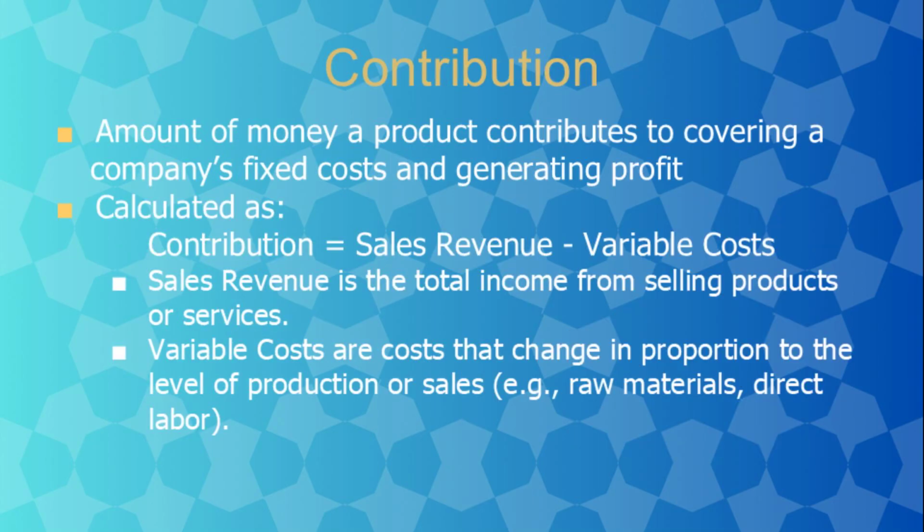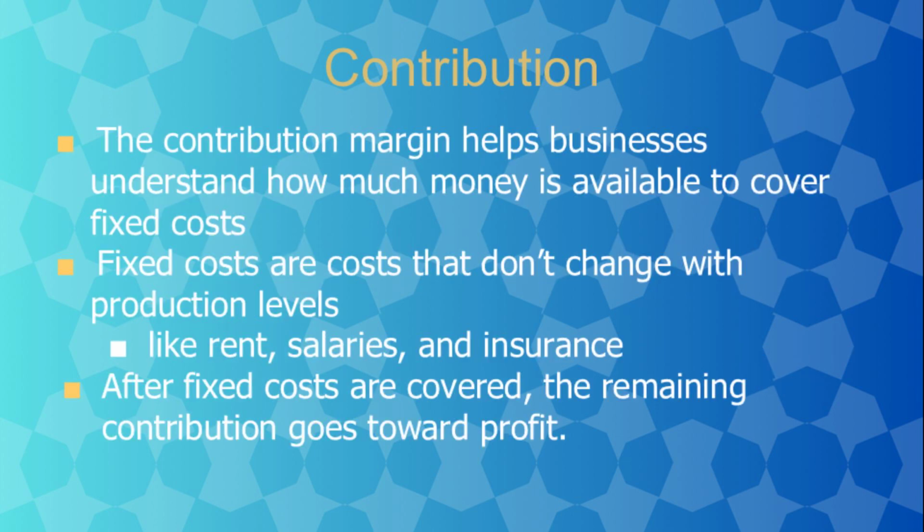Contribution is the amount of money a product contributes to covering the company's fixed costs and generating profit. It is calculated as the difference between sales revenue and variable costs. The contribution margin helps businesses understand how much money is available to cover fixed costs. Fixed costs are expenses that do not change with production levels, such as rent, salaries, and insurance. Once fixed costs are covered, the remaining contribution goes toward profit.